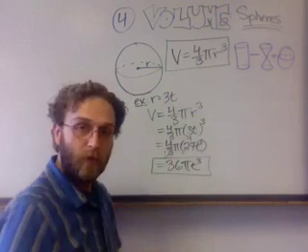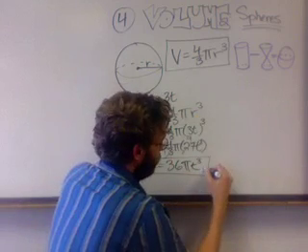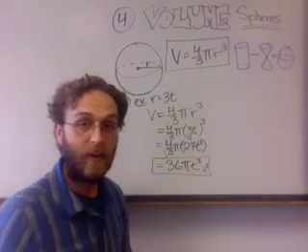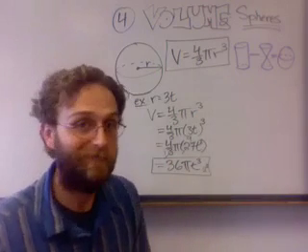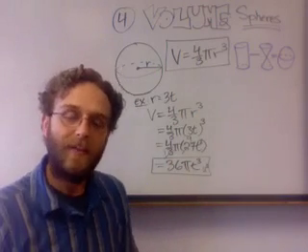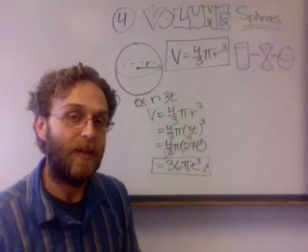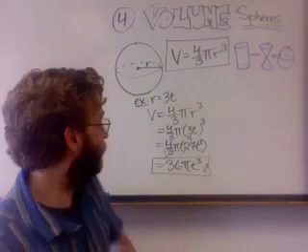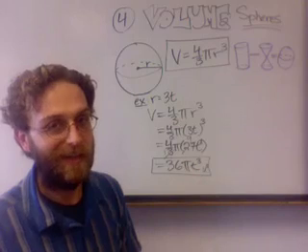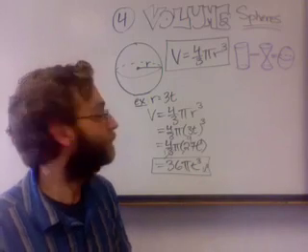Now this is volume, so my units must also be squared. How about not squared. There you go. Mistakes happen all the time. Since it's volume, the units must be not squared, but cubed. 36 pi t to the 3rd, units cubed.